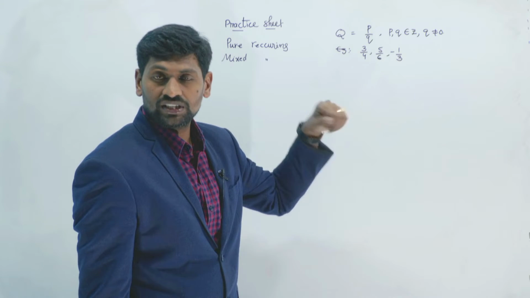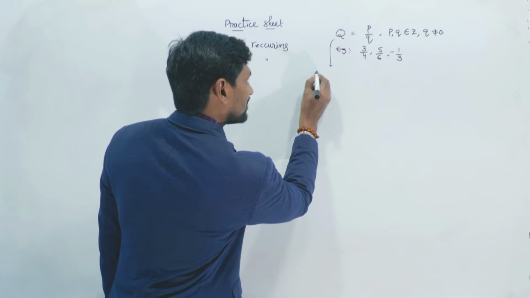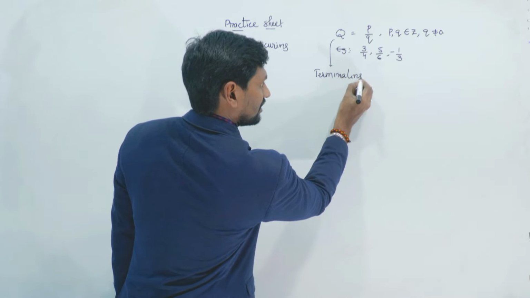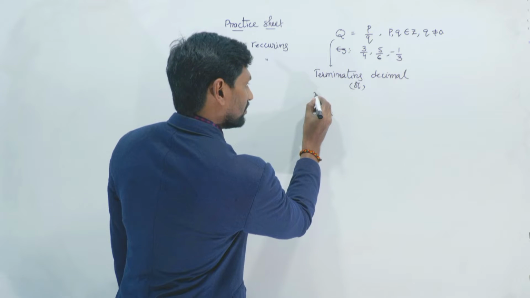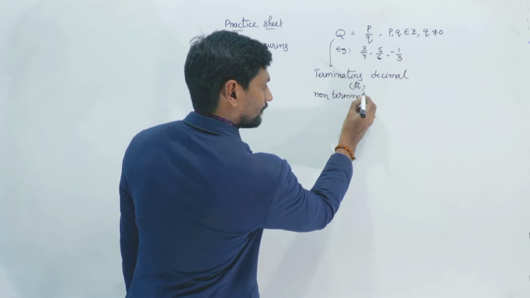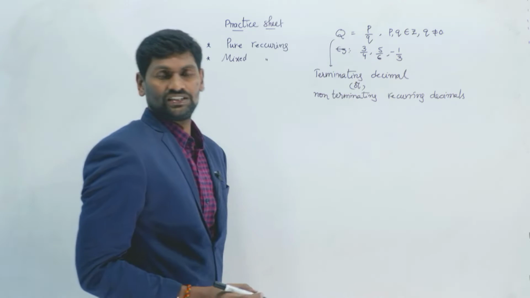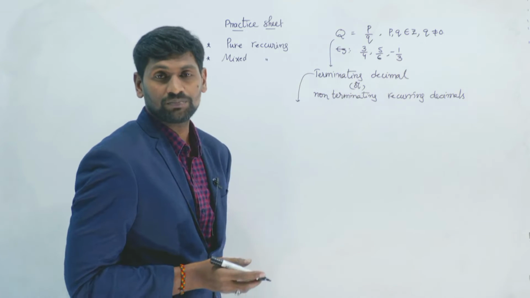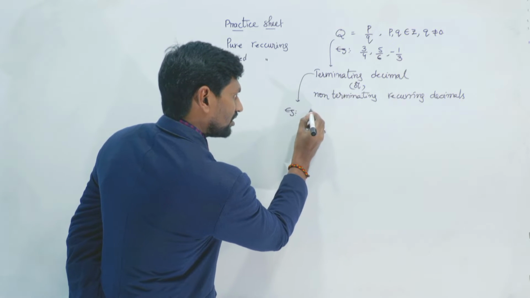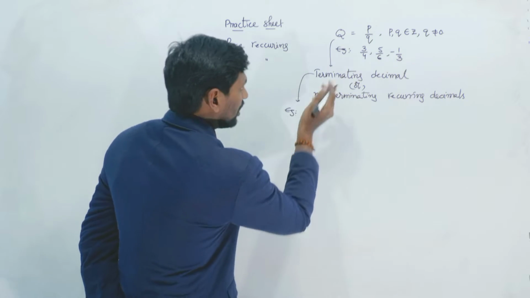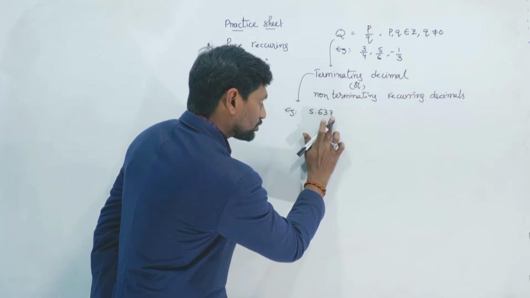These rational numbers can also be expressed in the form of decimals. A rational number in decimal form is either a terminating decimal or a non-terminating recurring decimal. Terminating decimal means there is an end for the decimal, that is, the decimal value ends after some decimal digits, like 5.637. It is a terminating decimal because the value stops here.